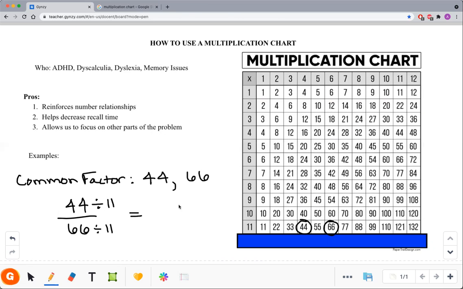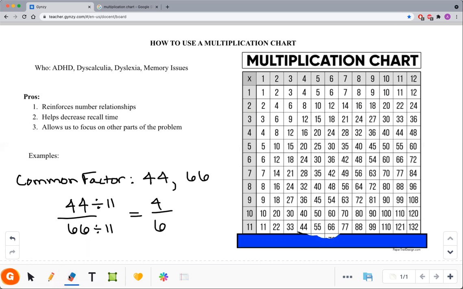So we would write this and we would say, okay, if you look, you already know that 44 divided by 11 is 4. And that 66 divided by 11 is 6. And then we can do the same thing over again. We could say, okay, well, is there another common factor? Is there another GCF?